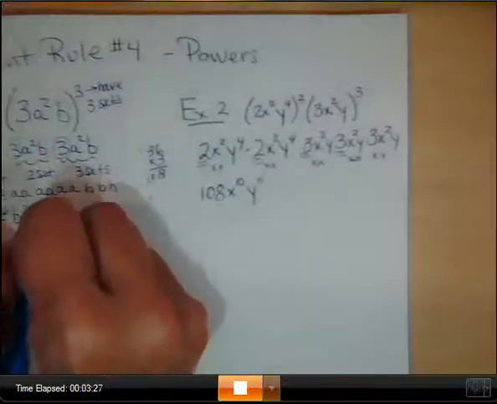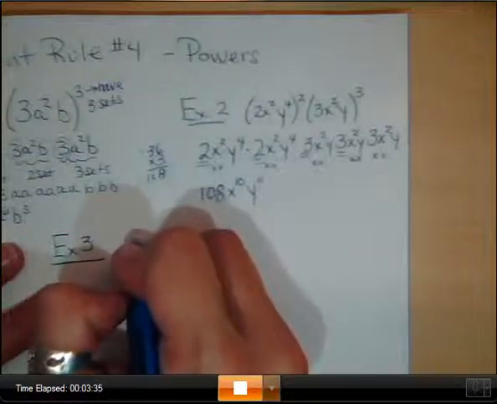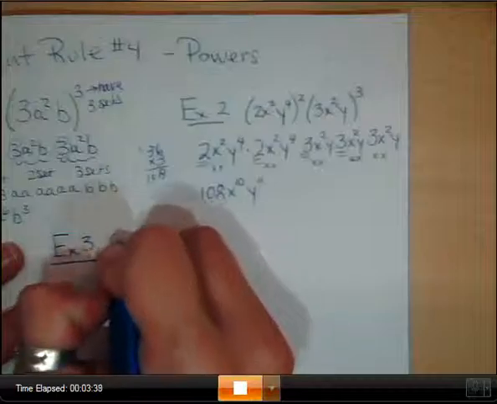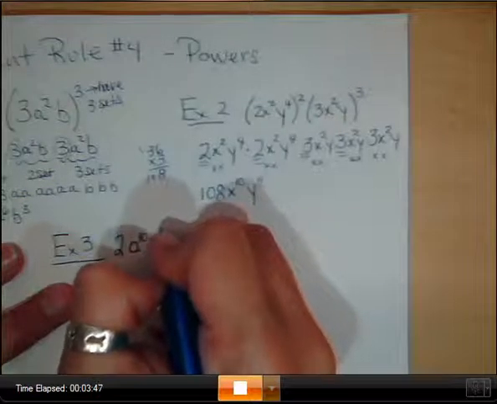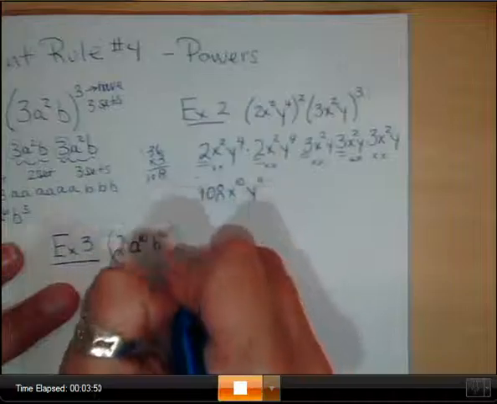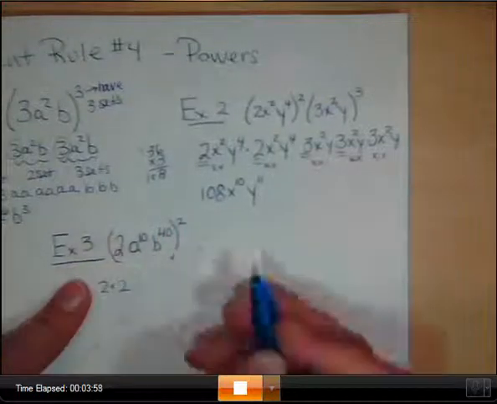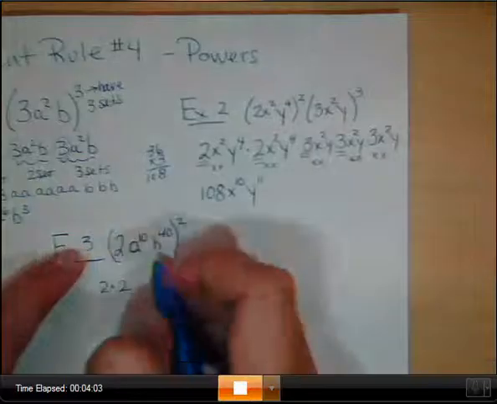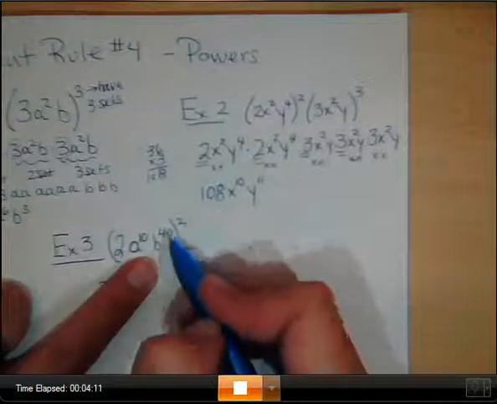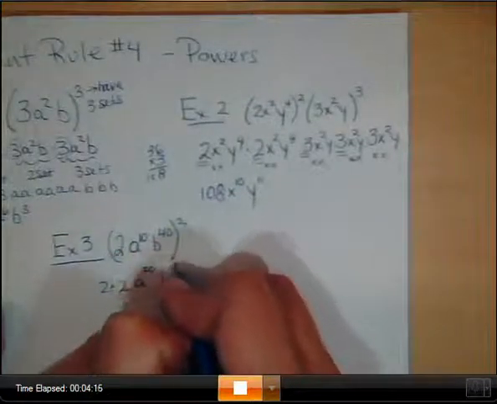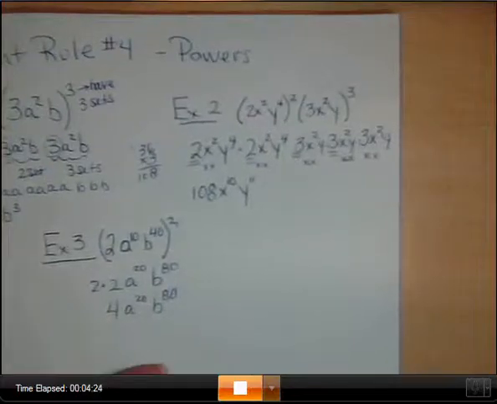That's writing them out. Now, let's go a little bit bigger. Let's just do something with variables. Let's stick a 2 in front of it: 2, a to the 10th, b to the, let's say, 40th, and I'm going to raise that to the second power. Well, how many would I have? I would have two twos. I would have two sets of 10 a's, so I would have a to the 20th, because I'm multiplying those exponents. And I would have b to the, two sets of 40 would be b to the 80th power. So I'd have 4a to the 20th, b to the 80.